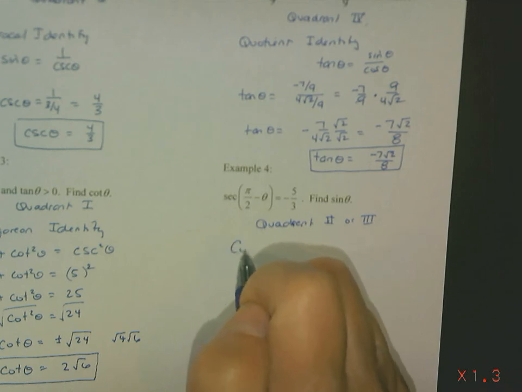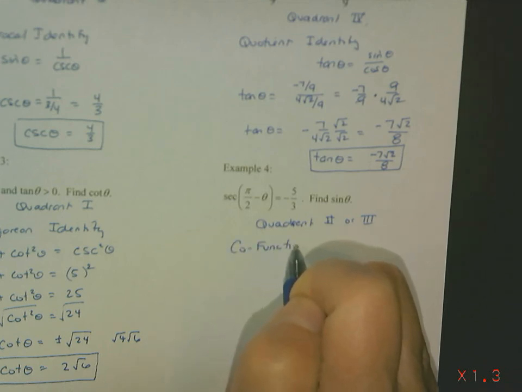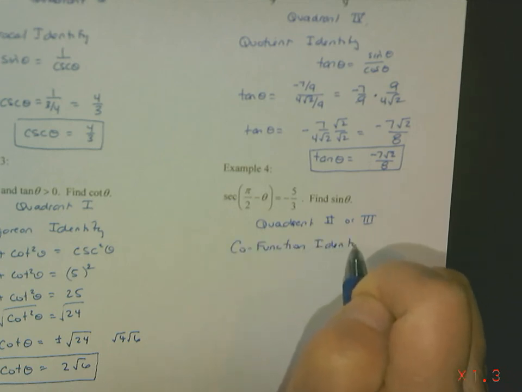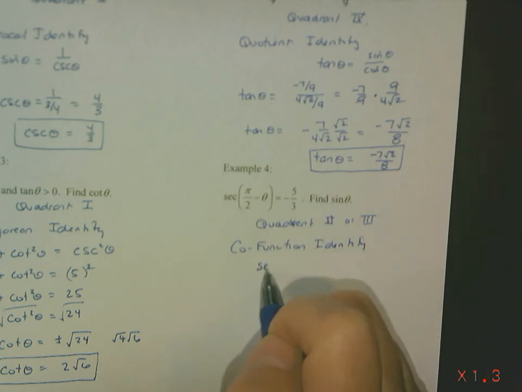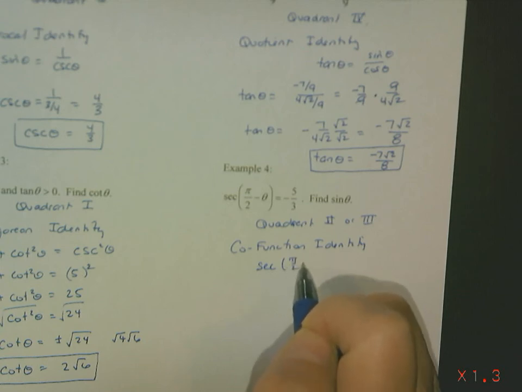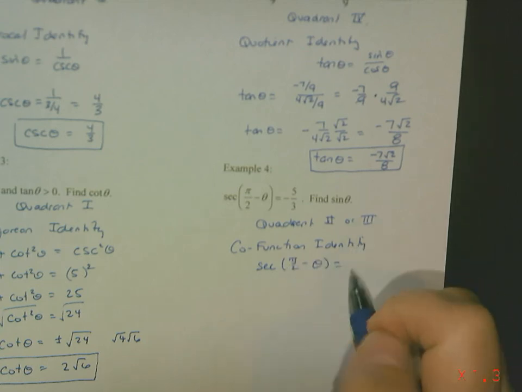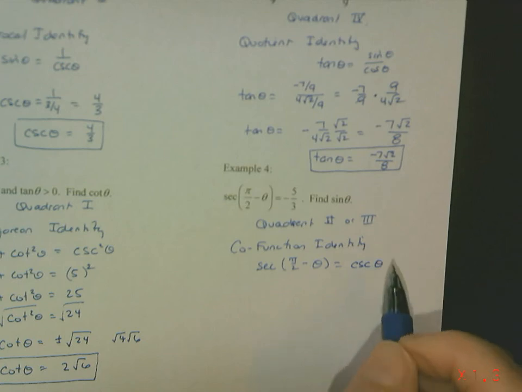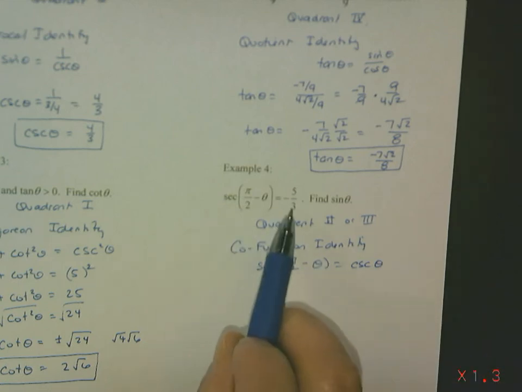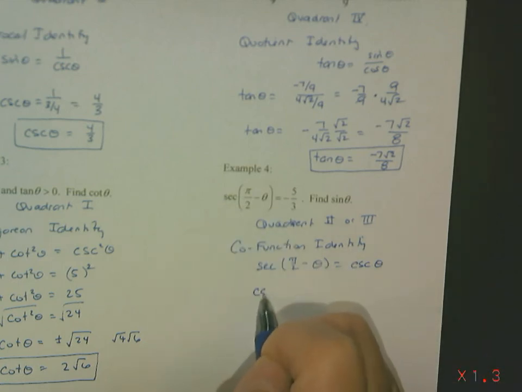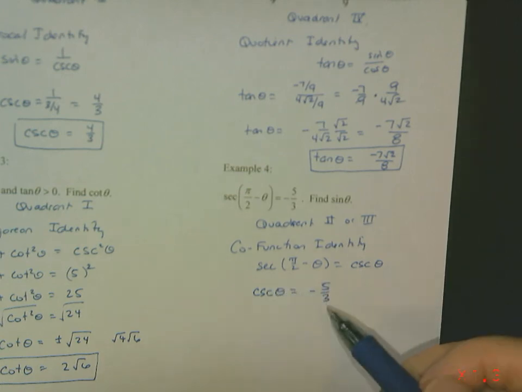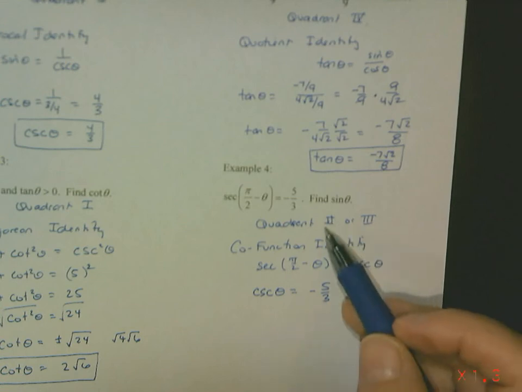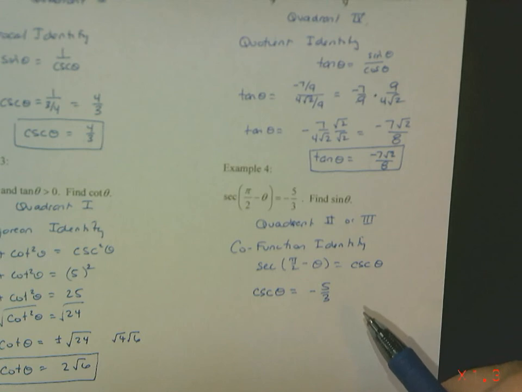So I'm going to say the cofunction identity is telling me secant of pi over 2 minus theta is going to equal cosecant of theta. So that means if this is equal to negative 5/3, then cosecant of theta is equal to negative 5/3. Cosecant is negative in the third and fourth quadrant, so I know that this now is not the second quadrant, it has to be quadrant 3.